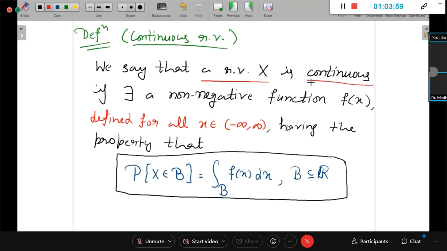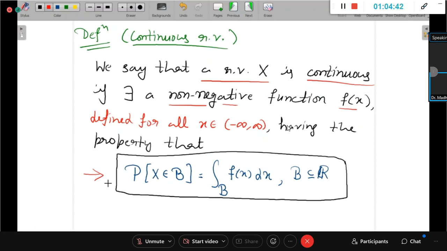We say that a random variable x is continuous if there exists a non-negative function f of x, which is defined for all x in the real numbers, having this property. Now, I hope I have done this Riemann integrable criteria somewhere in your earlier calculus course. There you first defined a partition of the interval [a, b] and generalized to the integral, that finite sum, and then you let n tend to infinity. That is going to be the integral case.